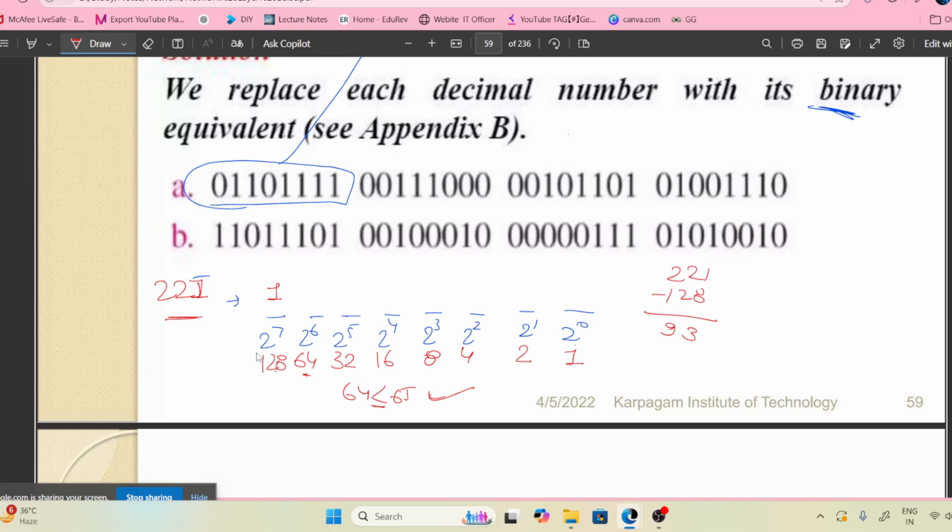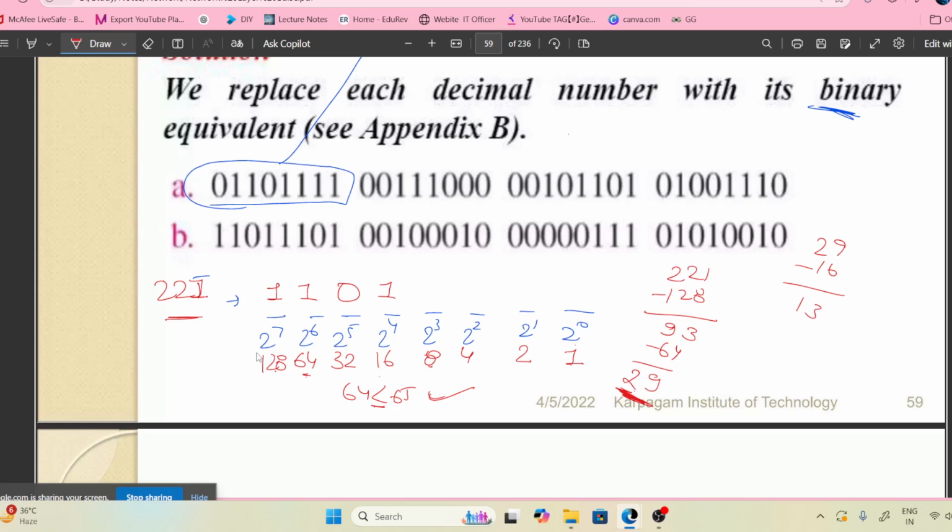So again 64 is smaller than 93, so I can use it. 93 minus 64, what did I get? I got 29. So 32 is greater than 29, so I cannot use it and I need to write 0 here. Now I need to make 29, so I am left with 16. 16 I can use, yes. So 29 minus 16 gives 13.